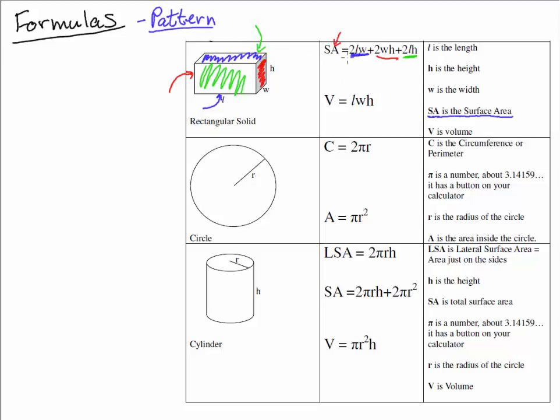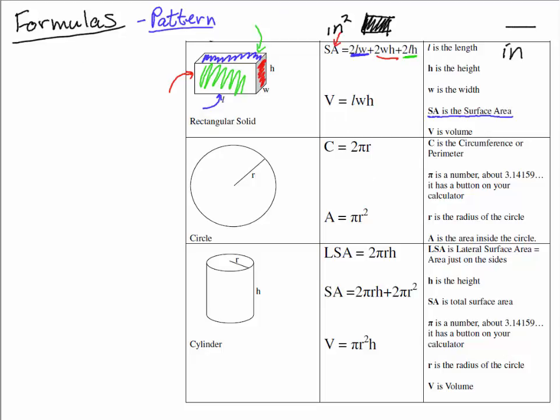Now, all of this is area, which means if these guys are in inches, then area is going to be in inches squared. Okay, that's an inch. That's an inch square that covers the area on the outside of the box.